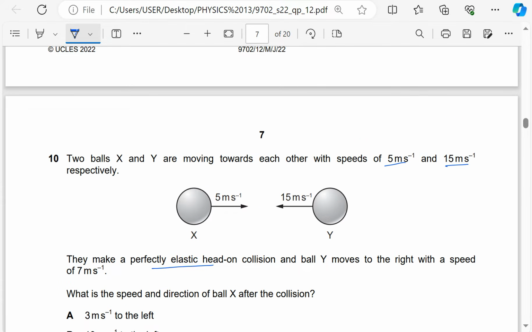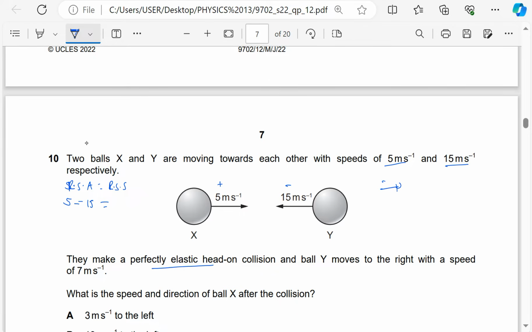Let's first use conservation of momentum. Momentum is mass times velocity. Total momentum before collision will be 5. Okay, let me just use relative speeds of approach and relative speed of separation. So relative speed of approach is equal to relative speed of separation. So approach, we have 5 minus negative 15 because this is positive, this is negative, since it is in the opposite direction, should be equal to after collision, ball Y moves to the right. So it is moving in the positive direction. So its velocity is going to be positive.